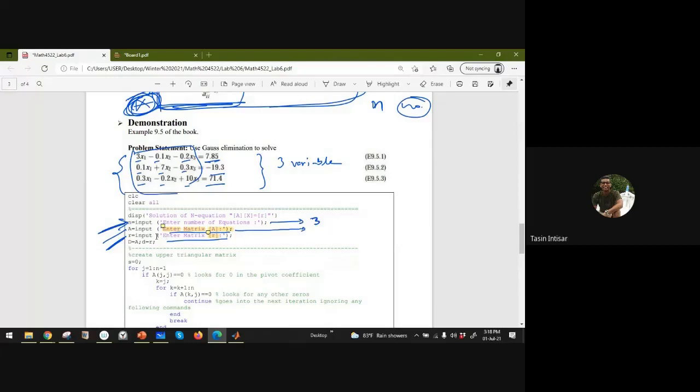Sir, one small question. I forgot this part. Here we are inputting the n from the user. Sir, there was one function, I forgot. Was it count? It used to count the number of rows or the number of columns.